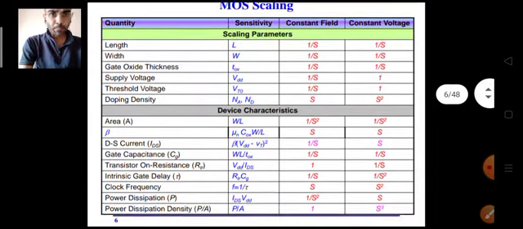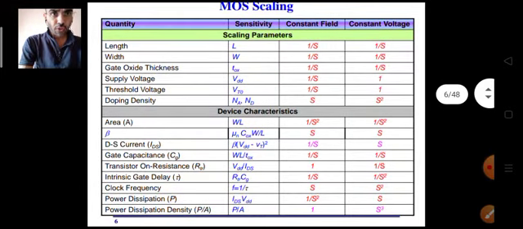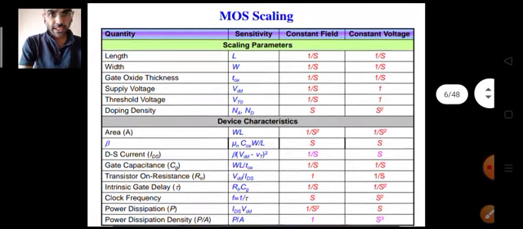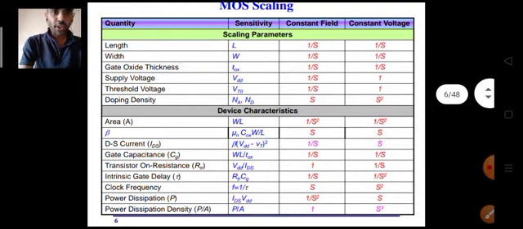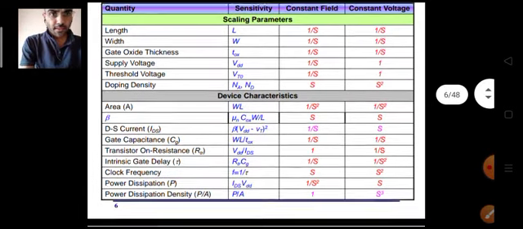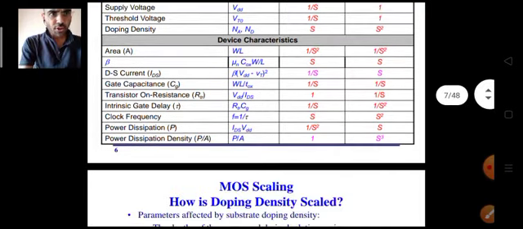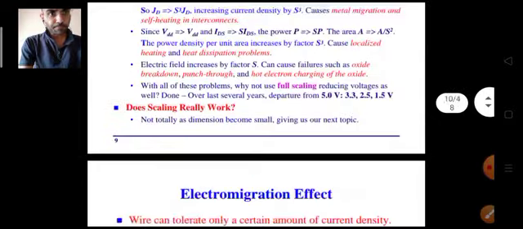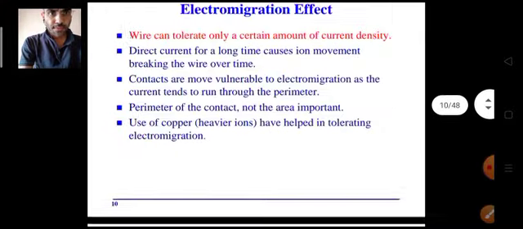So I hope I have completed all the parameters in this table and have not forgotten any. If I forgot to explain any parameter, you can tell me in the comments, and later on I can explain it to you if required. So this was about this.